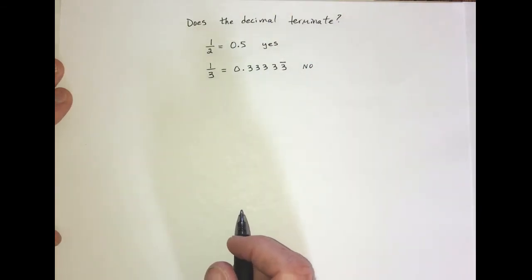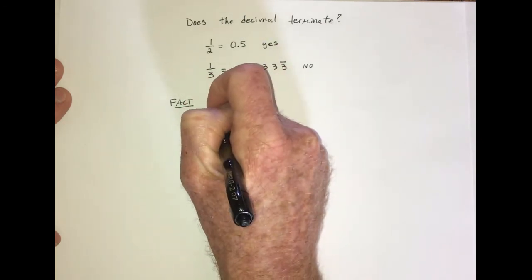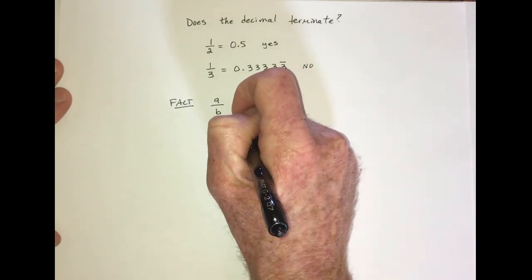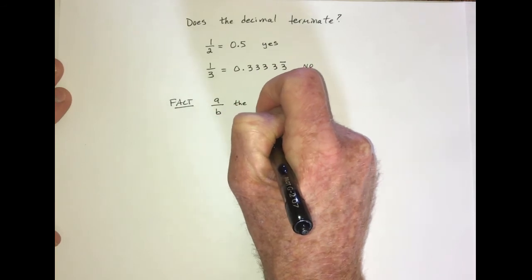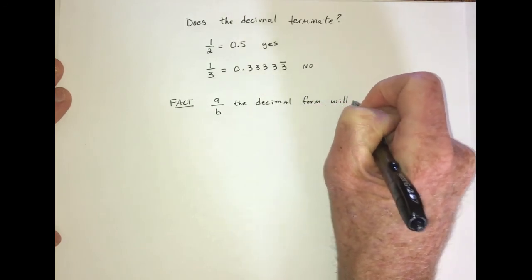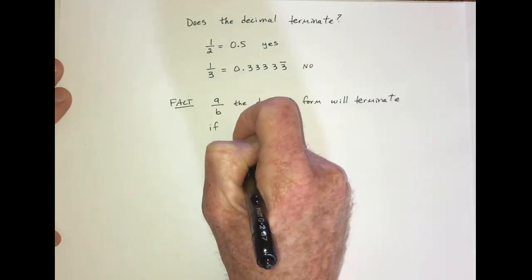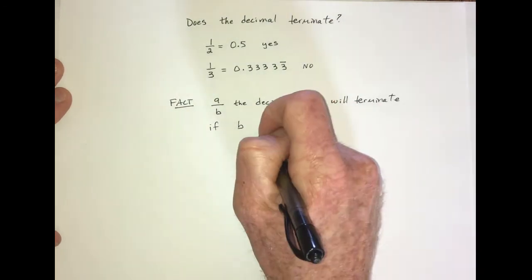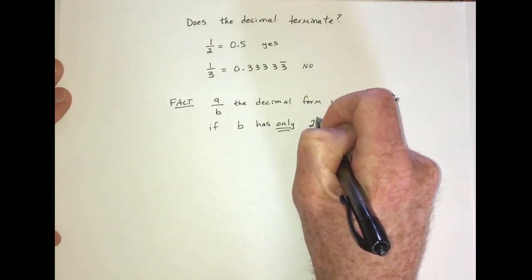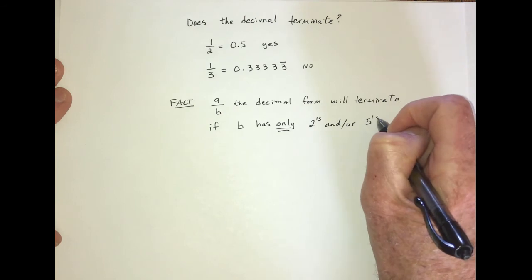Now, how can you tell when you first look at the fraction? So we're going to use this fact. A over B, the decimal form will terminate if, and you just look at the denominator B, if B has only 2's and or 5's, so it can be a combination of 2's and 5's, in its prime factorization.